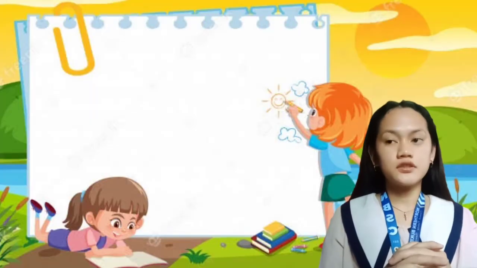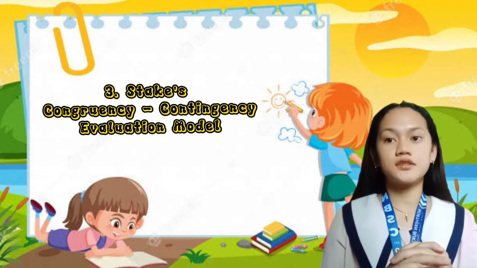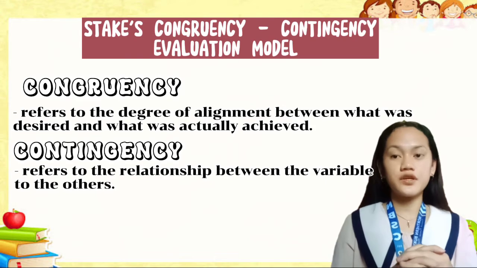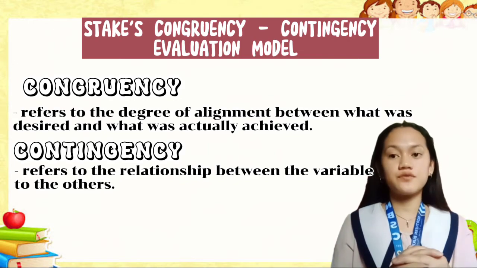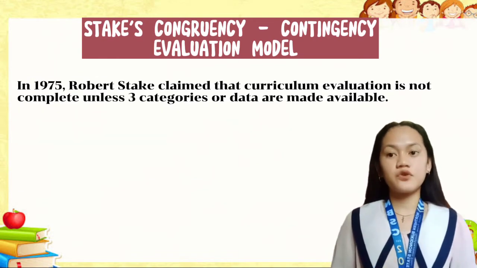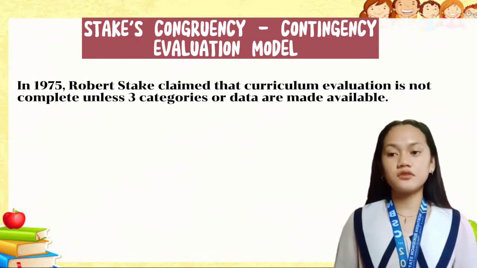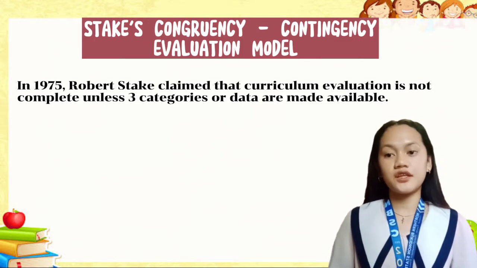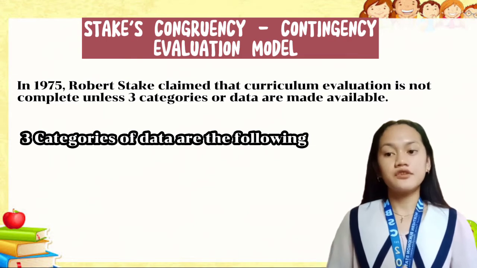The third model is Stake's Congruency Contingency Evaluation Model. Congruency refers to the degree of alignment between what was desired and what was actually achieved. Contingency refers to the relationship between one variable and another. In 1975, Robert Stake claimed that curriculum evaluation is not complete unless three categories of data are made available. The three categories of data are the following.